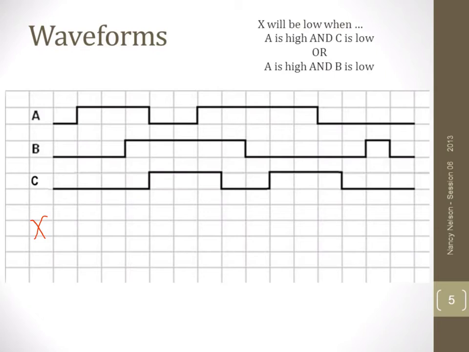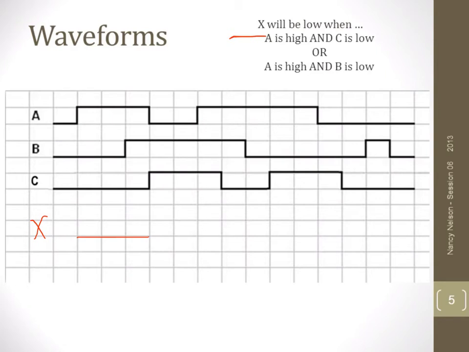So it says A is high at the same time that C is low. So let's go through and identify those. So A is high for these 3 time frames here. Is C low? Yes, it is. So our output is going to be low during that point. So let's mark that in. So for these 3 time periods here, A is high at the same time that C is low. Now, let's see if there are any more.